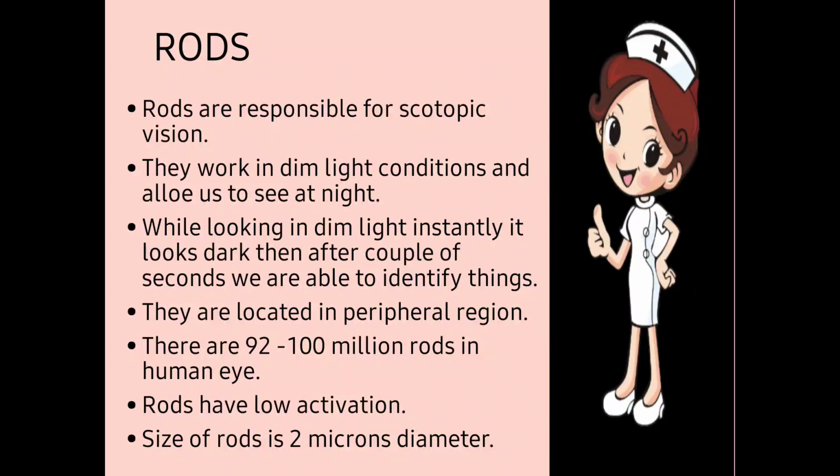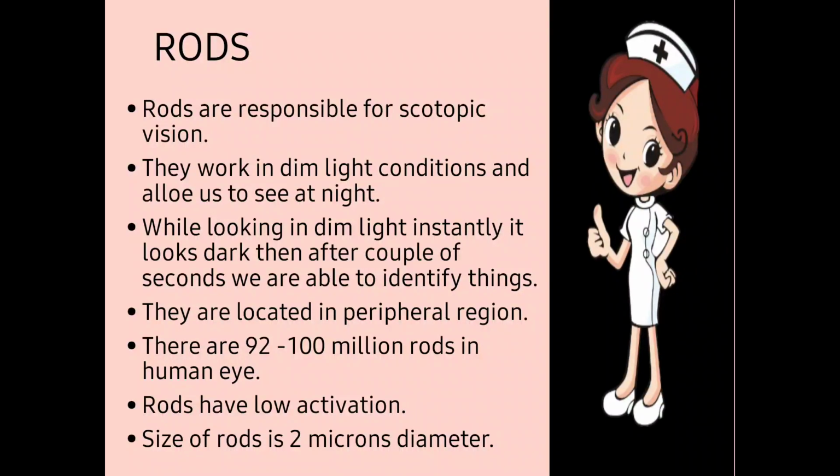By looking in the dim light, instantly it looks dark. Then after a couple of seconds, we are able to identify things. Now when do the rods help us? Rods get activated in the dim light conditions. When it looks dark everywhere, then after a couple of seconds we are able to identify the different things. At that time rods can work. They can only work in the dim light conditions.